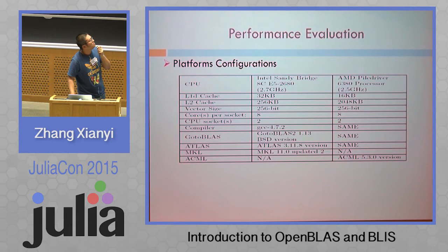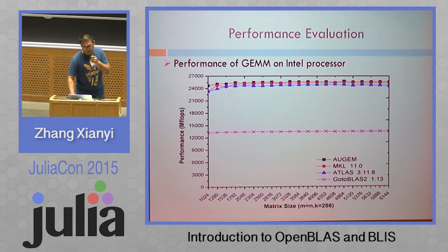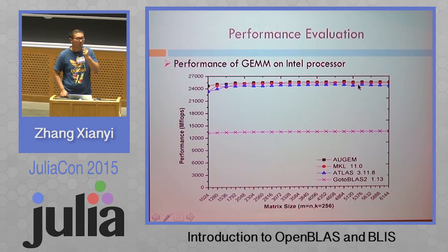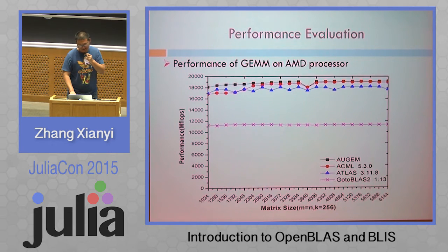Here's the performance on recent Intel and AMD platforms. Here is the performance of DGEMM on the Intel processor. The black line is OGM, and the red line is MKL and ATLAS. This one is the very old GotoBLAS. You can see they are very close, and I think OGM outperforms MKL by about 1%. And here is the performance graph on the AMD processor. Also, we achieved the best performance.